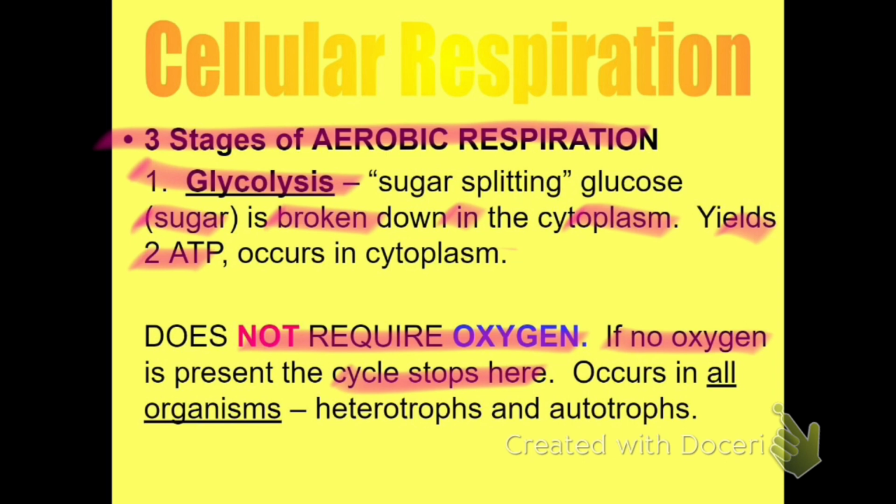So 3 stages of aerobic respiration. First is glycolysis. Sugar broken in cytoplasm yields 2 ATP. Does not require oxygen, but if no oxygen, it does stop here. You're going to see if the oxygen is present, we will continue on to other steps.